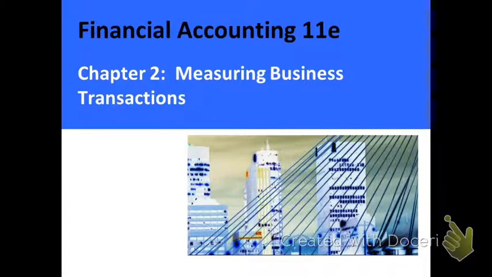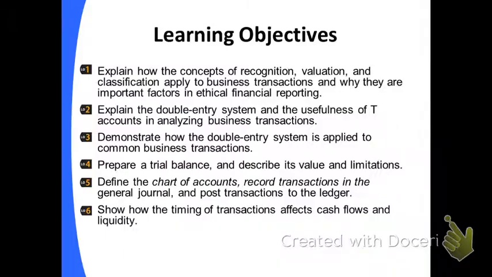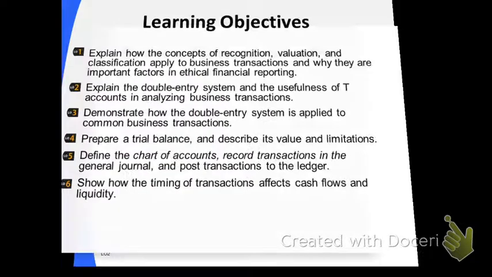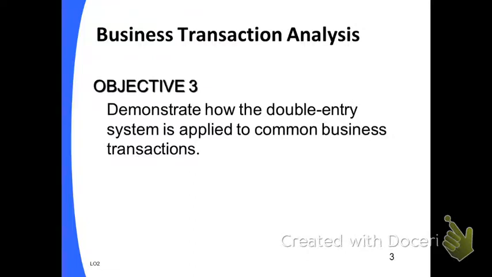Hi everyone, we're going to be working in Financial Accounting Chapter 2, Measuring Business Transactions. We're going to focus today on learning objectives 3 and 4. In 3, we will look at the double entry accounting system and how it is applied to common transactions. And 4th, we will look at how to prepare a trial balance and describe the value and limitations of a trial balance. So let's start with objective 3, the double entry accounting system and some transactions.